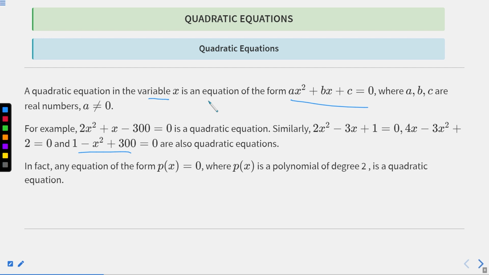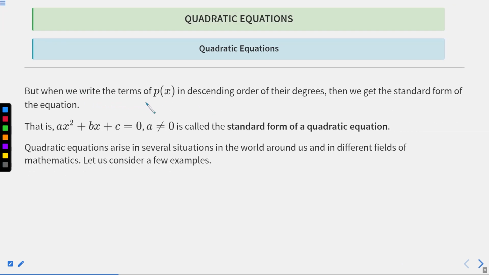Okay, so now, when we write the terms of p of x in descending order of their degrees, then we get the standard form of the equation. Maybe you have been given a quadratic equation like 1 plus 2x plus x square equal to 0. So this is also a quadratic equation. Here we can rearrange the terms of this equation.